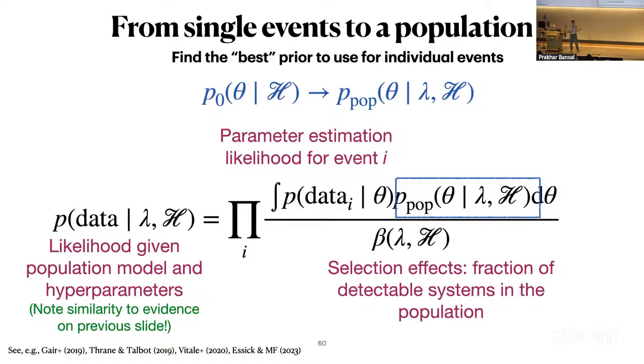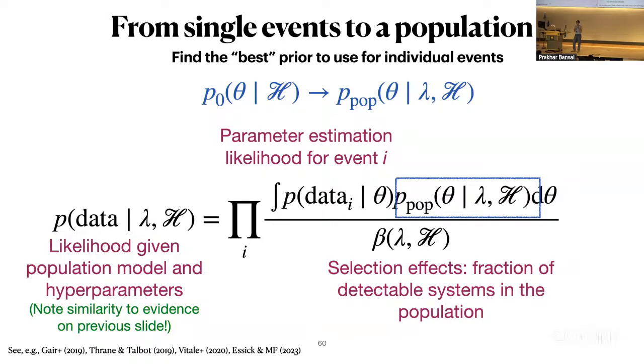The way that I often think about doing a population analysis is you just want to find the best prior to use for individual events. So you just want to find the underlying distribution that those thetas are drawn from. Those thetas could be the distances of your gravitational wave events, or the masses of your gravitational wave events. So there's some mass distribution of binary black holes that we want to infer.